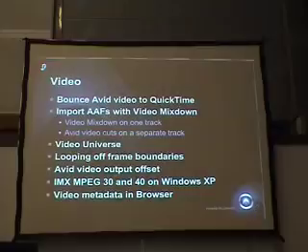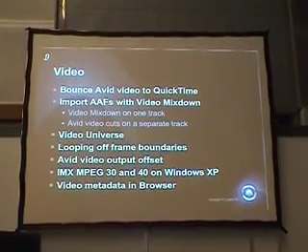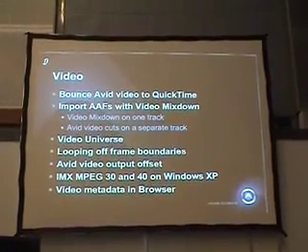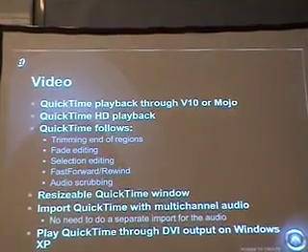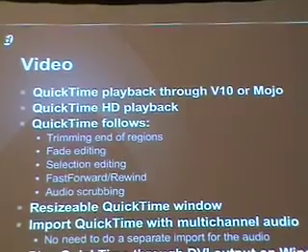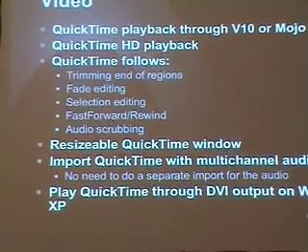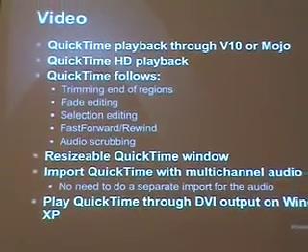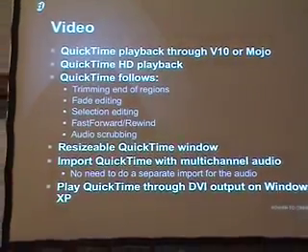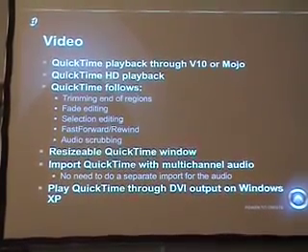Let me have a look at this. Looping off frame boundaries. This is something which was a limitation before when you're working with Avid Video. The first one is a good one if you're working with QuickTime movies and you've got a V10 or a Mojo. So previously, if you wanted to play that video back, you would have to go to Media Station and convert it and then bring it back into Pro Tools. We can now play QuickTime movies back directly through V10 or through Mojo with no conversion.